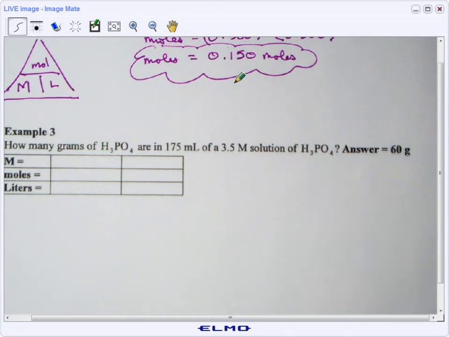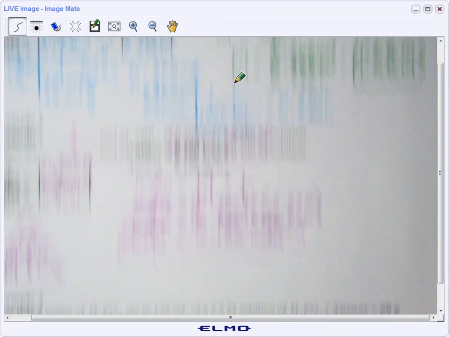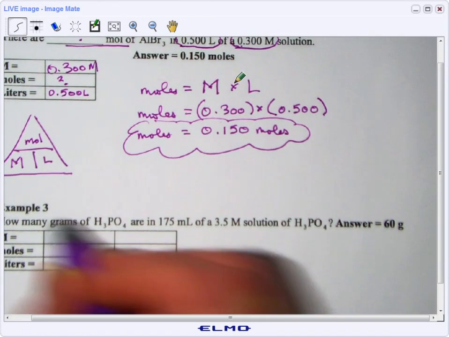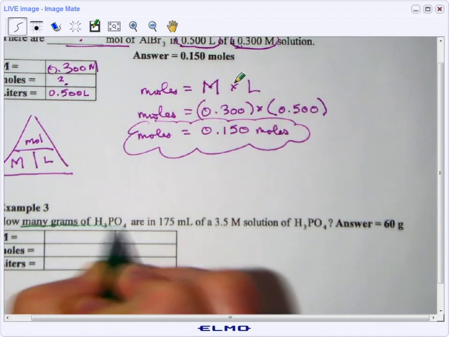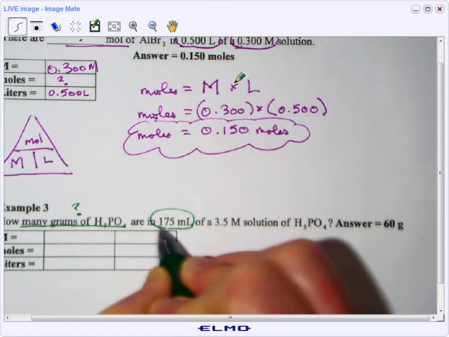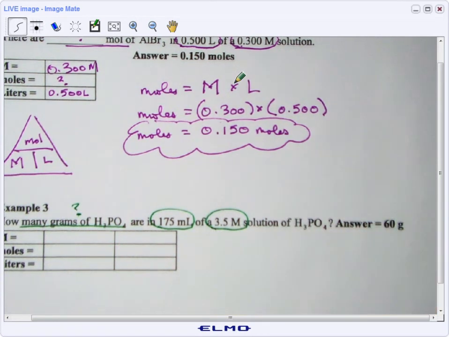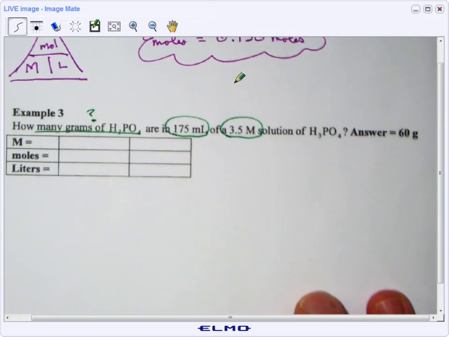Okay, so the first example, they gave us grams, right? This time they're asking us to find grams. So let's change it up here. How many grams are in 175 milliliters of a 3.5 molar solution? Slide this up a little bit so you can see.